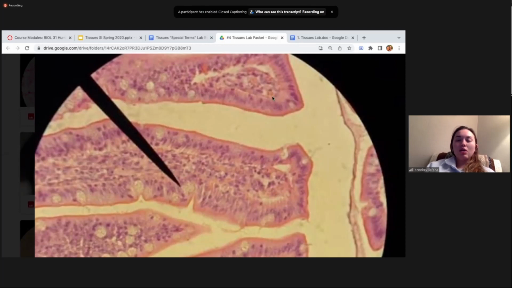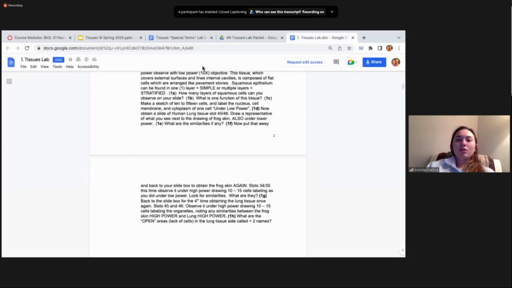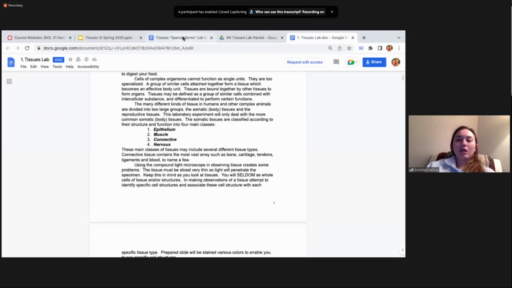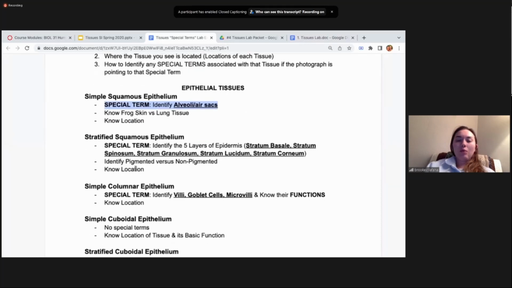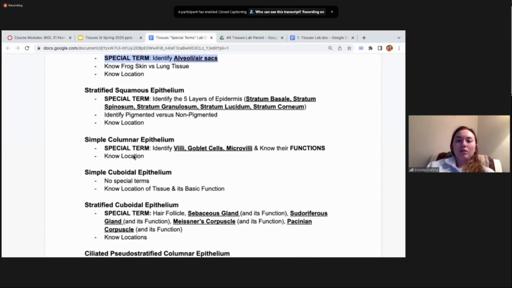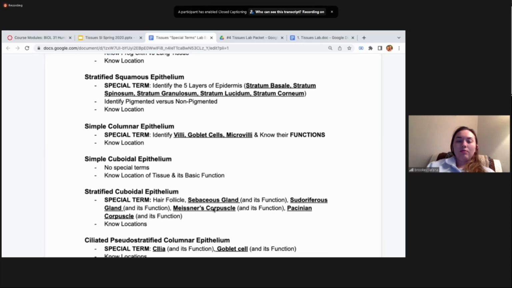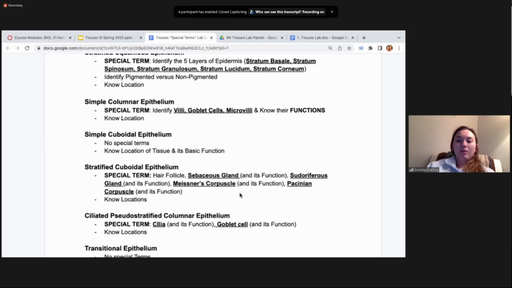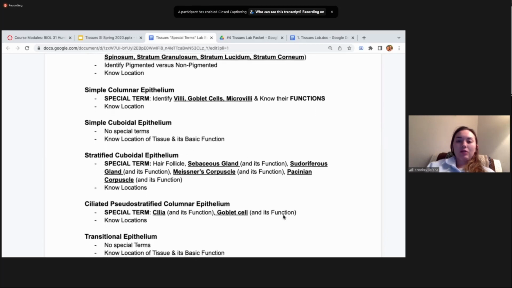Yes, you need to know certain functions. Someone asked me about functions. Refer to this special terms checklist to see whether or not you need to know a function. For example, here I make a very clear point of showing that you need to know their functions. Does that make sense? Versus here and its function.